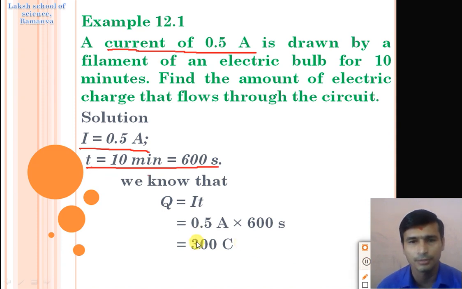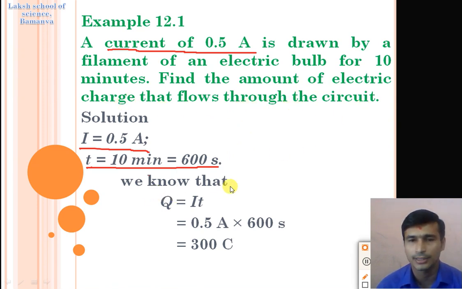We need to convert these 10 minutes into seconds. 1 minute is equal to 60 seconds, so 10 minutes is equal to 600 seconds. So what do we want to calculate? We want to calculate the amount of electric charge that flows through the circuit.